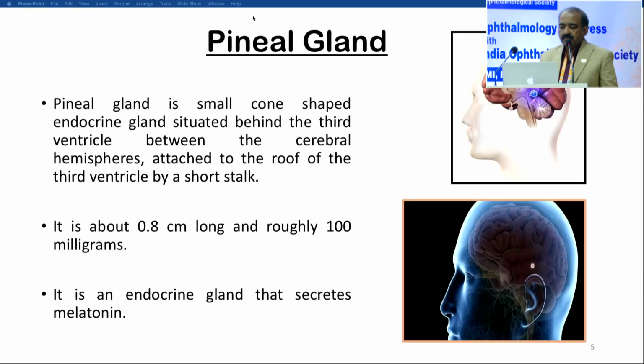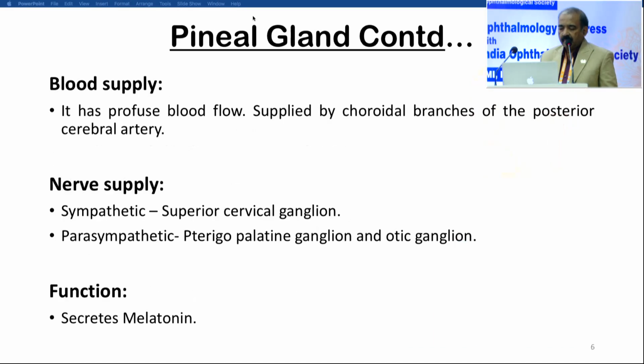The pineal gland is a small, cone-shaped endocrine gland situated behind the third ventricle between the cerebral hemispheres. It is about 0.8 centimeters long. It is supplied by the choroidal branch of the posterior cerebral artery. It has a nerve supply that is sympathetic from the superior cervical ganglion and parasympathetic from the pterygopalatine ganglion and otic ganglion. Its main function is secretion of melatonin.